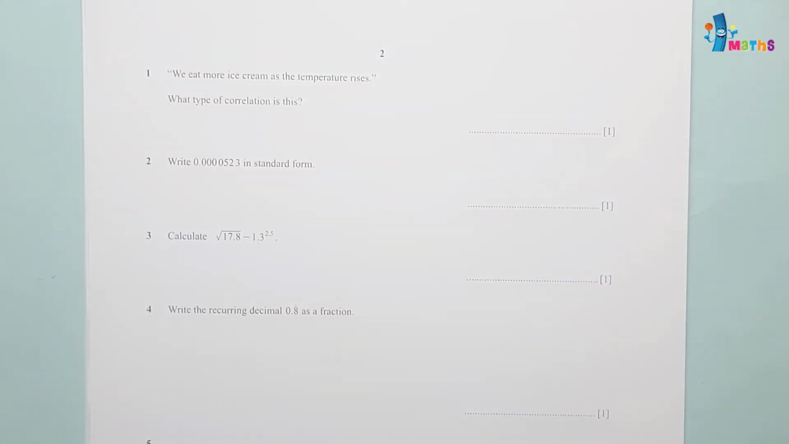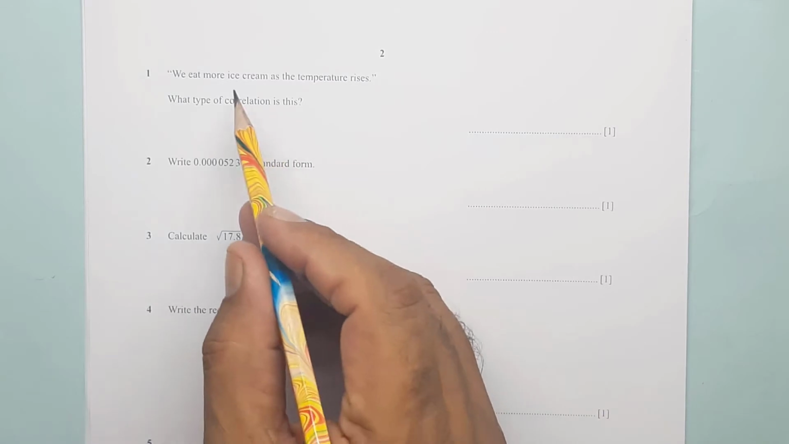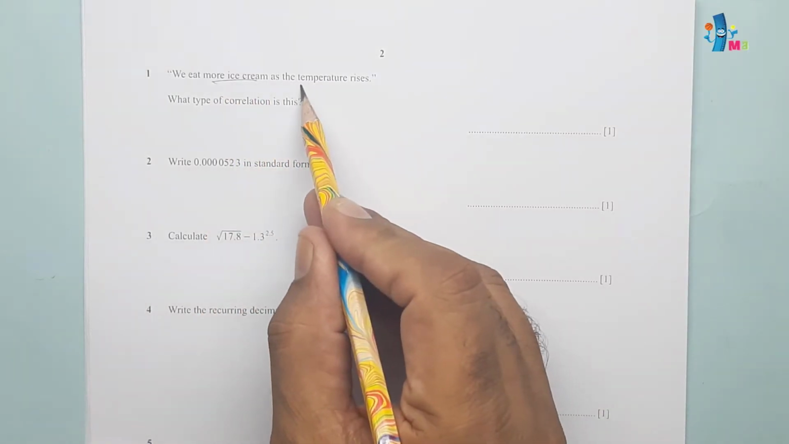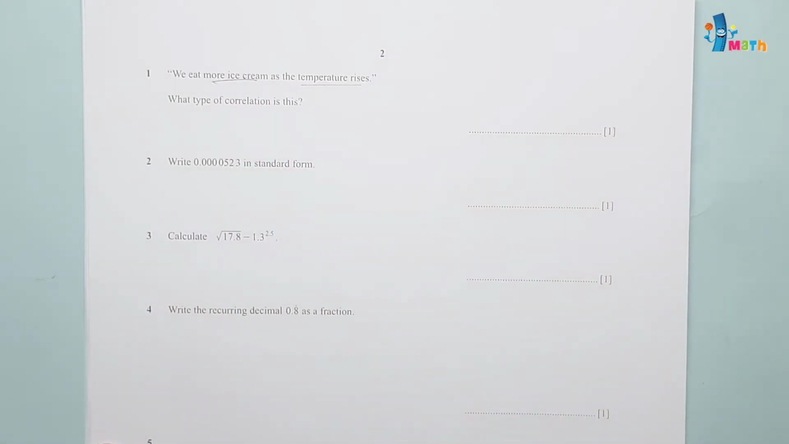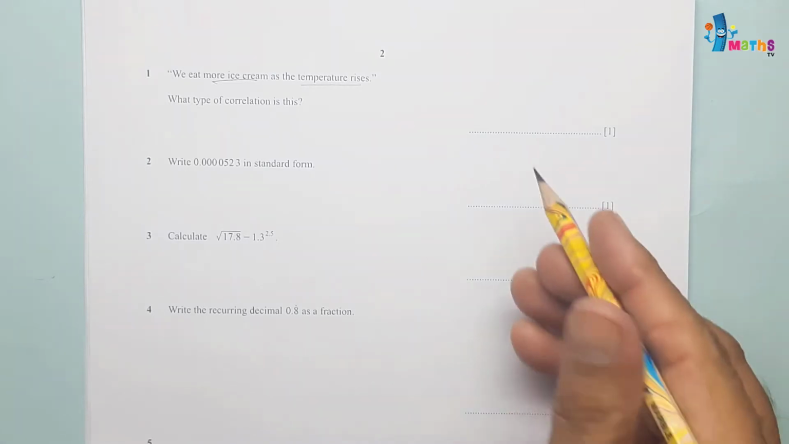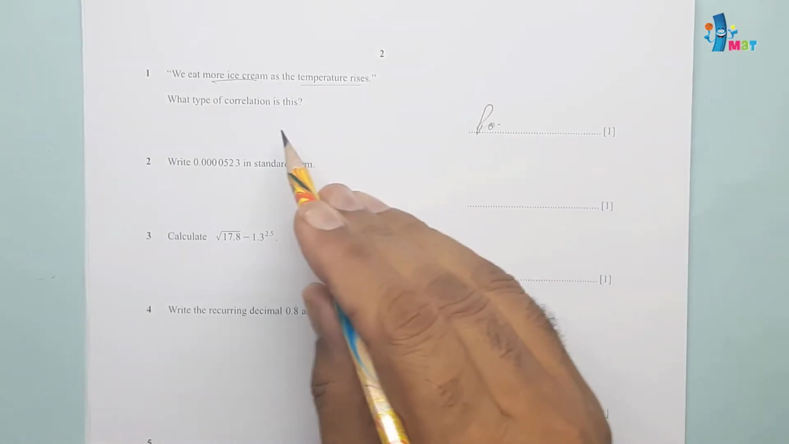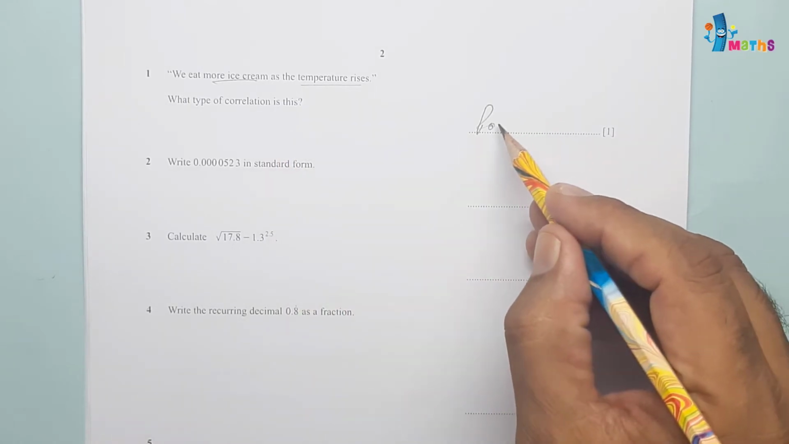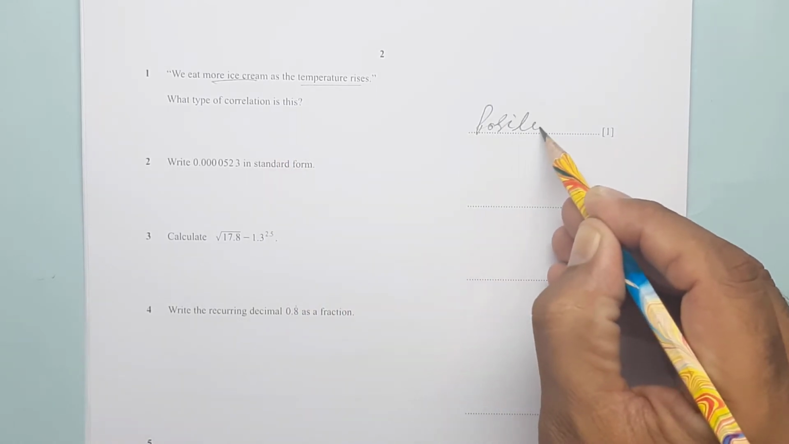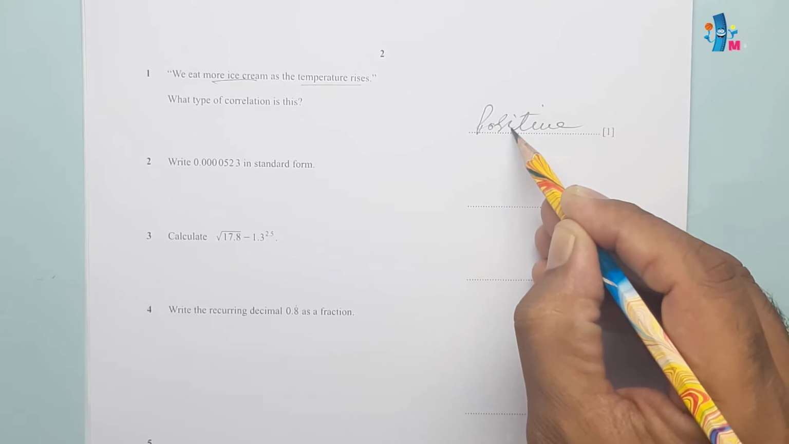Question number 1. We eat more ice cream as the temperature rises. So what type of correlation is this? This will be positive correlation because both quantities are increasing simultaneously. So positive correlation.